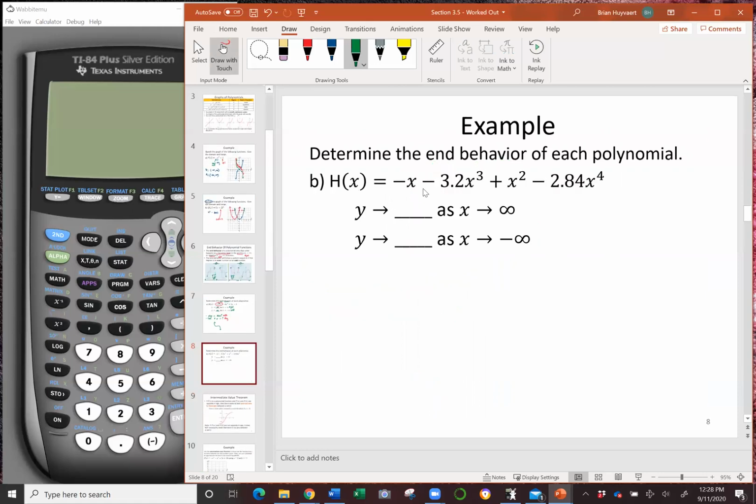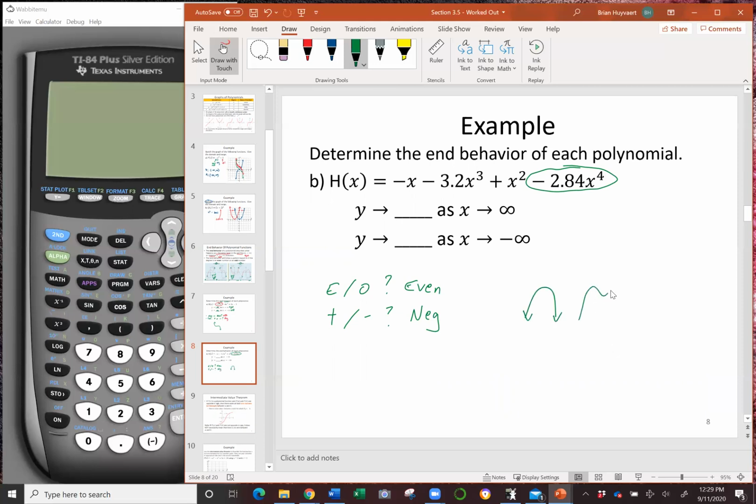Okay, similarly for this one, let's do the same thing. So even or odd. We find in here that the degrees of each term are not always in order. Here's our linear term, then our cubic, then our squared term, or quadratic term. But our term with the highest power is this negative 2.84 x to the fourth. So that's going to be an even function. And then is the coefficient positive or negative? Well, it looks like it's negative. So that means we have something that opens down.